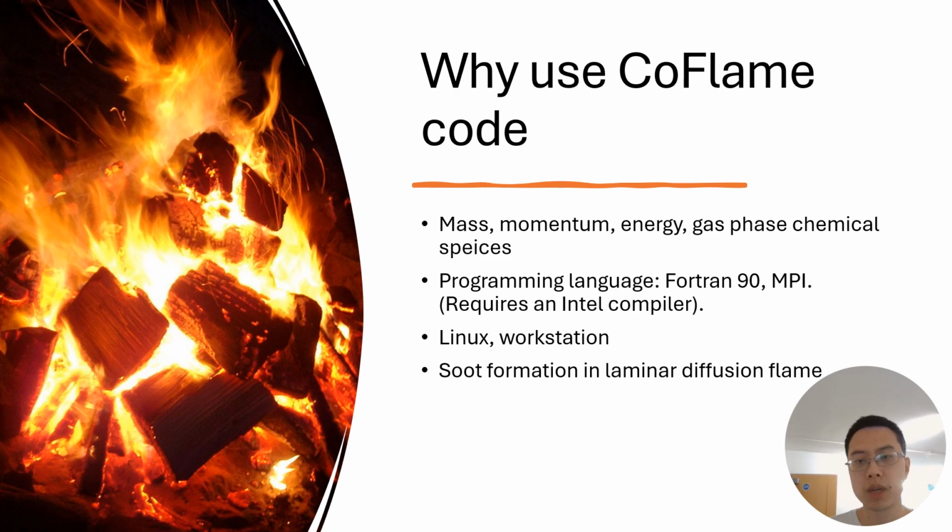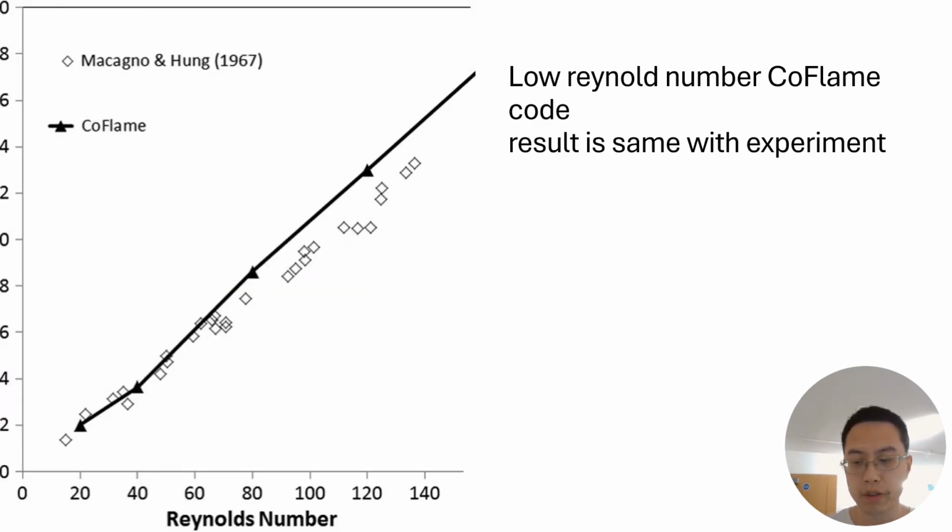The code models the maximum relative energy gas phase chemical species. The programming language is Fortran 90 with MPI, which requires an Intel compiler. It also needs a Linux workstation and should function in linear flame diffusion. Here is the lower Reynolds number CoFlame code. The result is the same as the experiment.